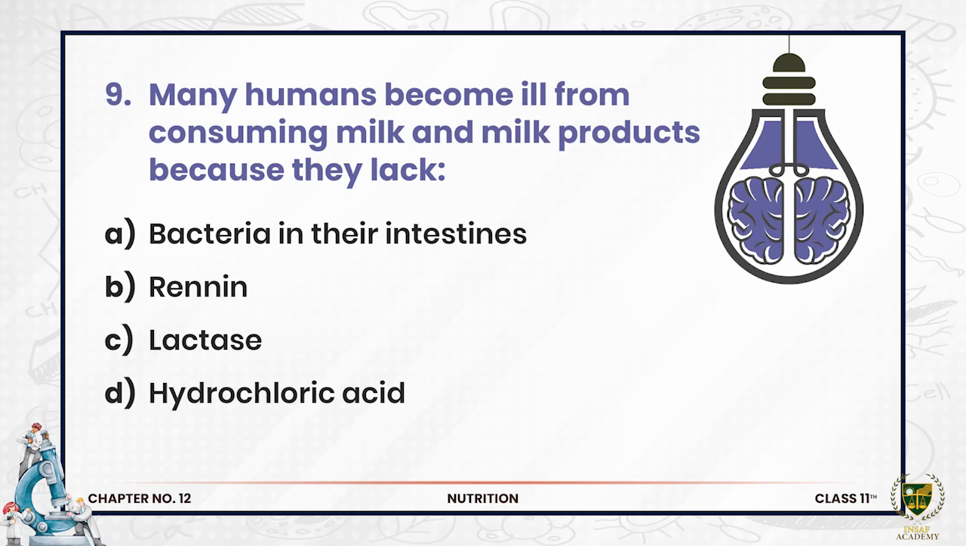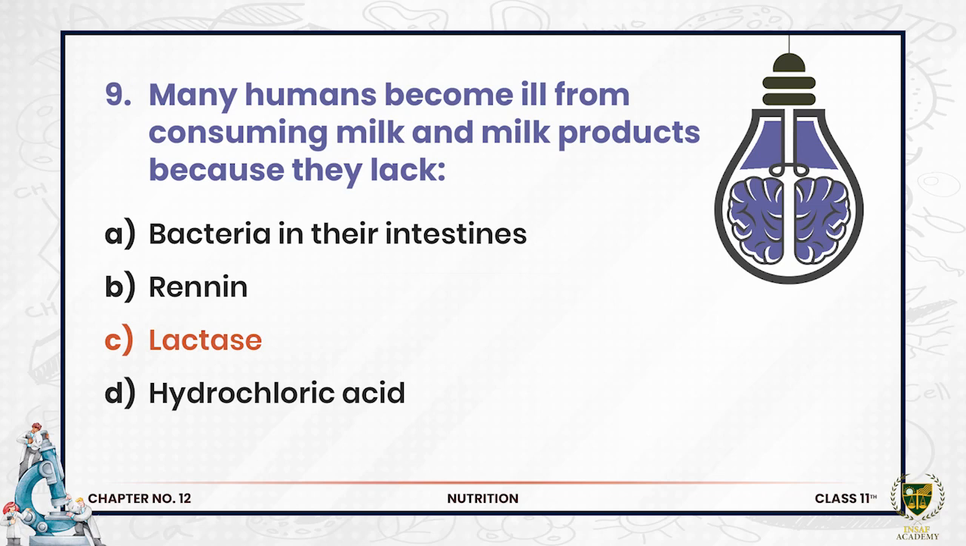Now, number 9. Many humans become ill from consuming milk and milk products because they lack alpha, bacteria in their intestines, beta, rennin, Charlie, lactase, and delta, hydrochloric acid. So the correct answer is lactase. You will remember we talked about lactose intolerance.